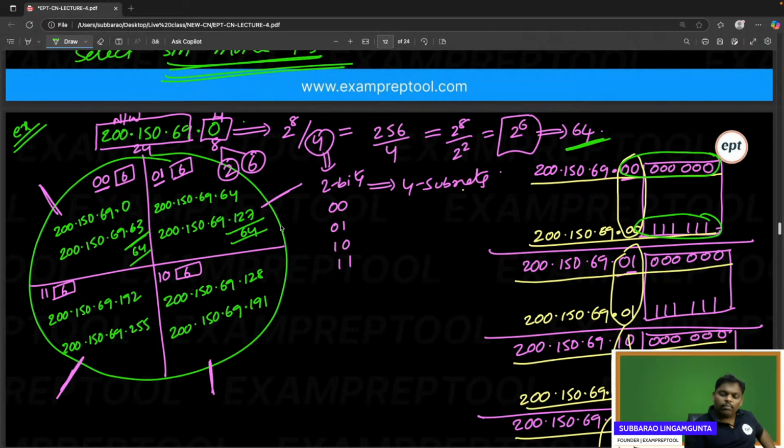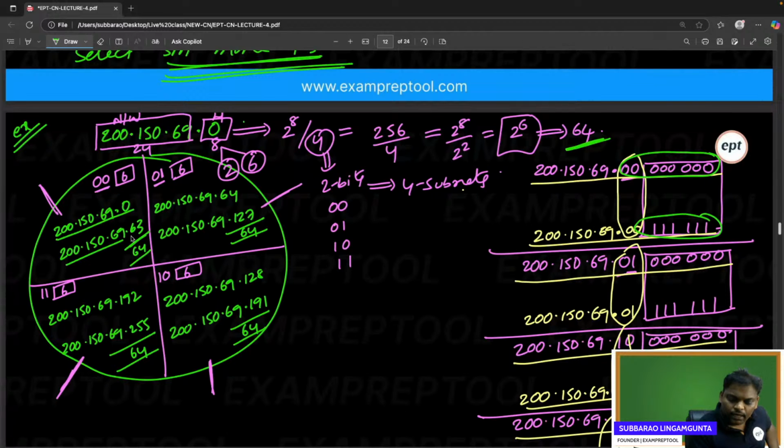255. So remember, here also 64 people. Here also 64. Calculate properly. So for the first subnet, see this one. First subnet. It is the subnet ID.